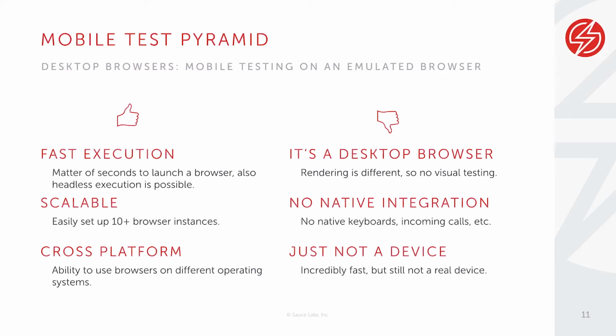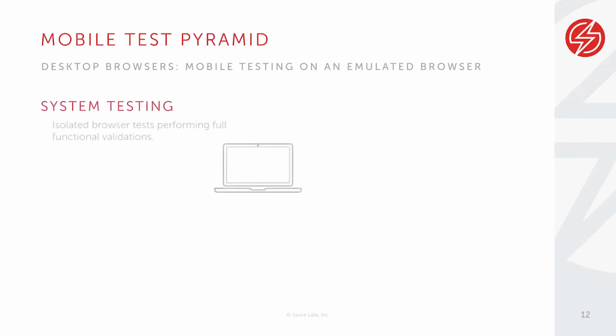There are also some cons. For example, there is no native integration like the native drop-down list, incoming calls, and stuff like that. This means that you're limited here, and those tests should go to the next level. But still, it's fast. So if you want to test the functional flow for a web or a hybrid app, you could start here.